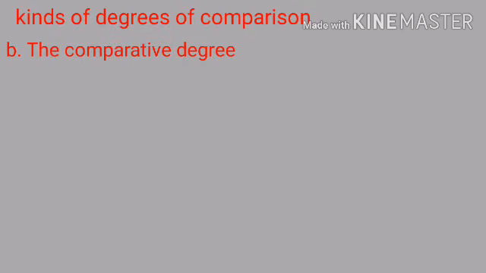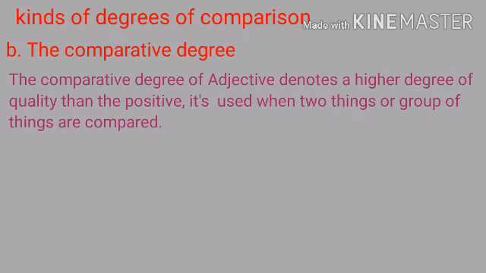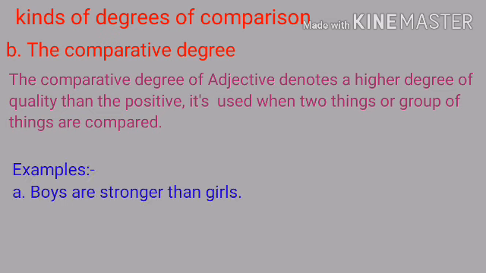The second is the comparative degree. So what is comparative degree? The comparative degree of an adjective denotes a higher degree of quality than the positive. It's used when two things or groups of things are compared. For examples, boys are stronger than girls. I am more surprised than you are.